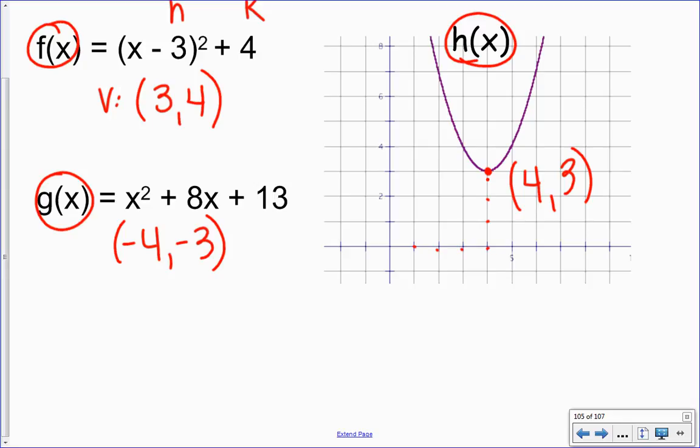Okay, so now we have all 3 vertices. So now I actually have to answer my question. When I go to compare these things, I want to think about where they are on that graph. So I'm going to borrow h of x's graph over here for just a second. The vertex of h of x is located here at 4, 3. My f of x has a vertex at 3, 4. So that would be here, and that would look something like that. And that would be f of x. Alright. The g of x is -4, -3, so that would be way over here.